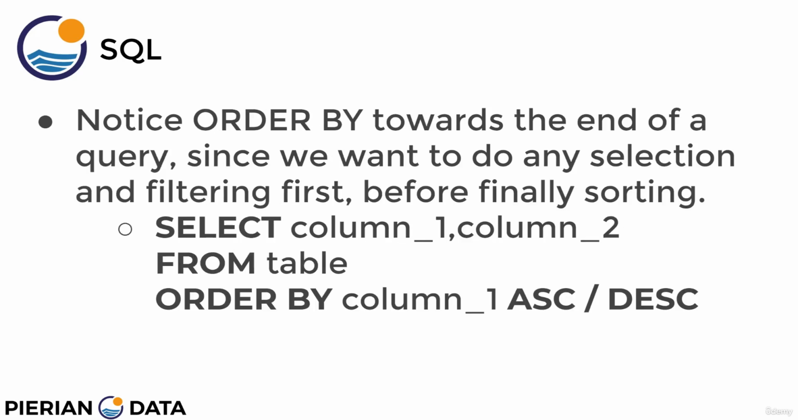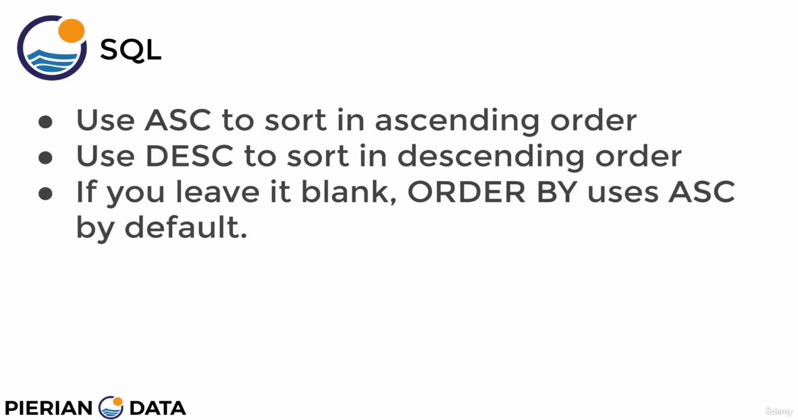Notice the ORDER BY towards the end of the query, since we want to do any selection and filtering first before finally sorting. That means ORDER BY is going to be towards the bottom of a query and one of the very last things that SQL actually performs. So we do all our selection and all our filtering. If we use a WHERE statement, that should come before the ORDER BY, and then right at the end, we do any sorting. You use ASC to sort in ascending order and DESC to sort in descending order. If you leave it blank, ORDER BY just uses ascending by default.